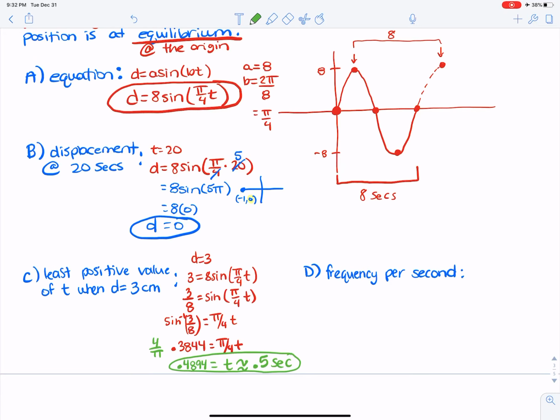So our last one, D, frequency per second. Frequency, remember, is B over 2 pi, or you can do 1 over period. It's whichever one is easier. To me, 1 over period would be easier. And so 1 over my period, period is 8. It's just 1/8. And that's your final answer.